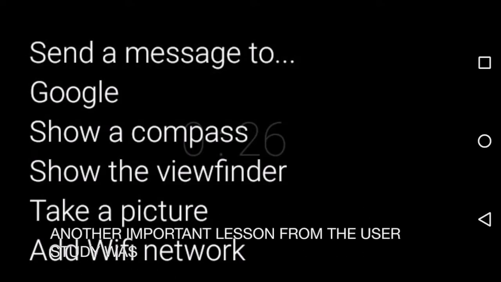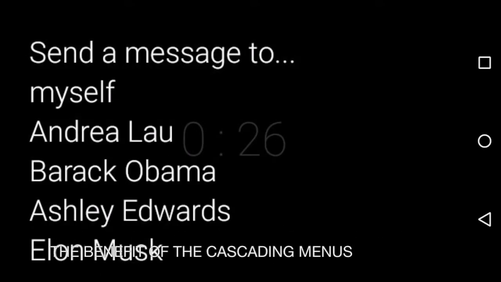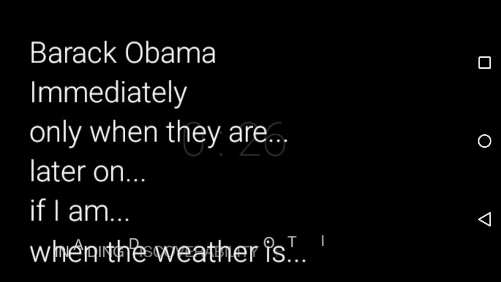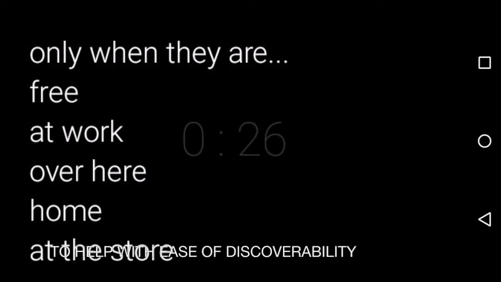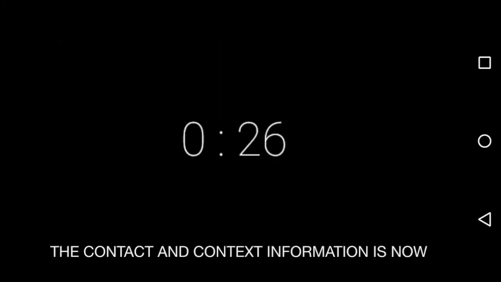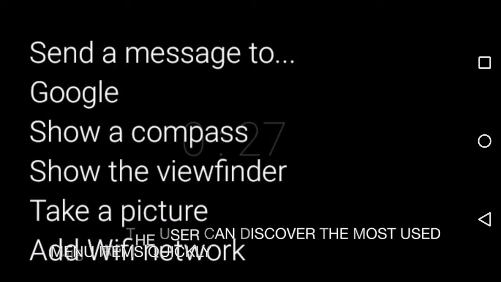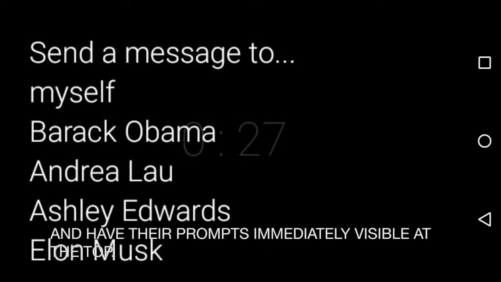Another important lesson from the user study was the benefit of the cascading menus, aiding in discoverability of the interface. To help with ease of discoverability, the contact and context information is now sorted according to the frequency of use. This way, the user can discover the most used menu items quickly and have their prompts immediately visible at the top.